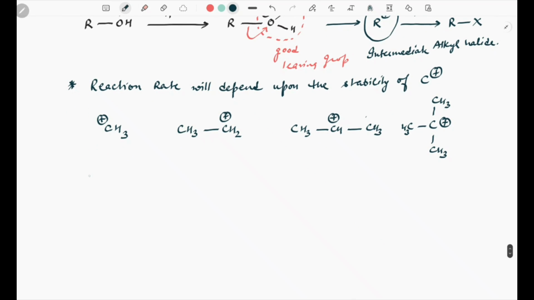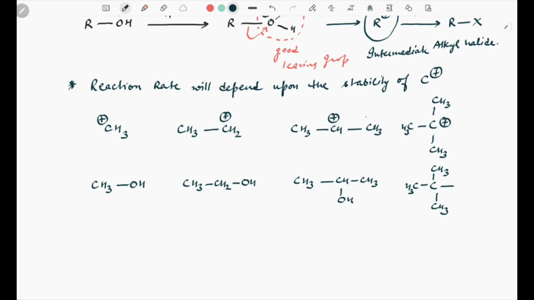Since this methyl carbocation can be obtained from methanol, this can be obtained from ethanol, this can be obtained from propanol, and this carbocation, tertiary butyl carbocation, can be obtained from tertiary butyl alcohol. This is primary, this is secondary, this is tertiary.